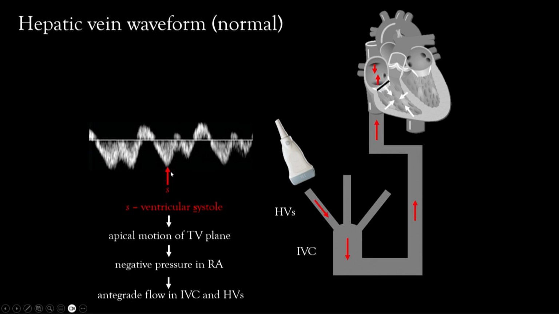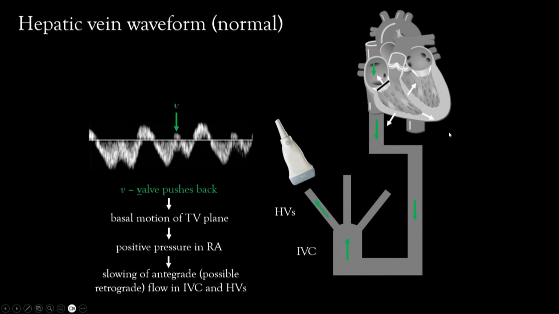Then S is for ventricular systole. What happens is as the right ventricle contracts, the tricuspid valve is closed. You get the free and septal walls of the right ventricle coming together, but you also have this apical excursion of the closed tricuspid valve plane. What that does is it creates some negative pressure in the right atrium, and that promotes blood flow out of the hepatic veins into the right atrium. So that gives rise to this sort of large antegrade pulse here.